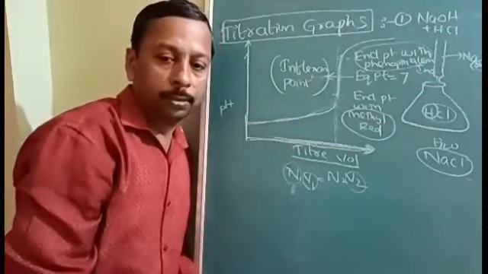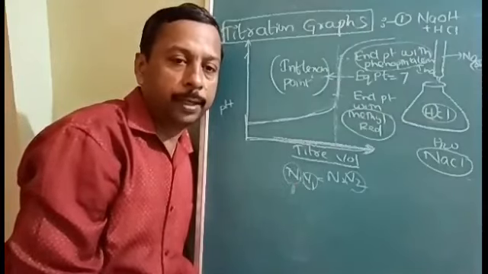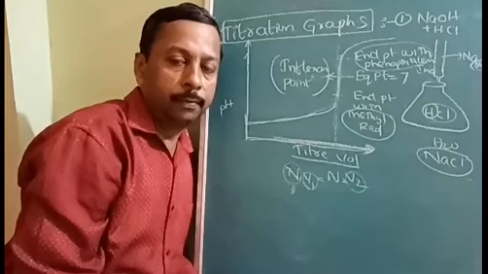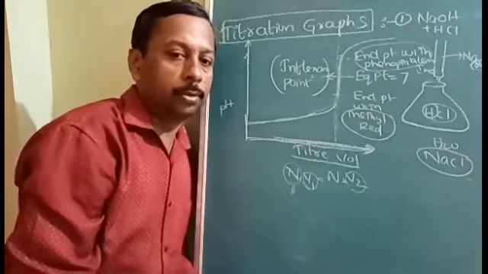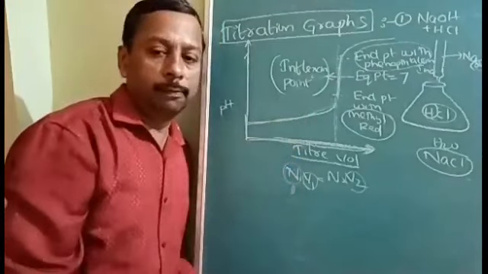So mainly you should remember that the end point depends on the indicator you select, whereas the equivalence point depends upon the type of salt. It is also called the inflection point. What is it called? Inflection point.